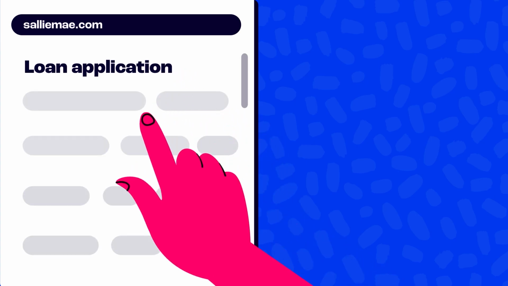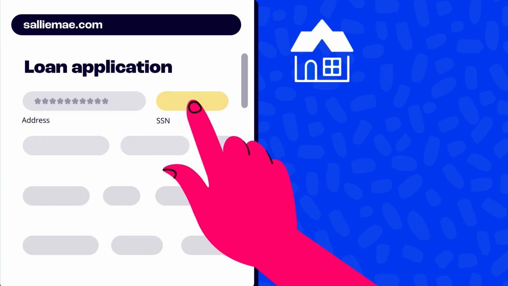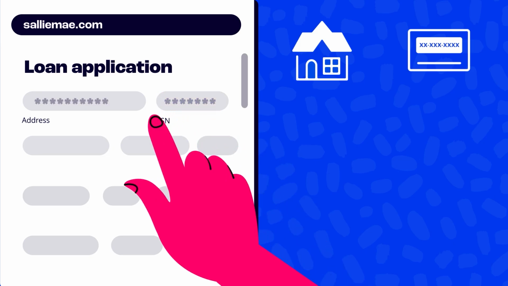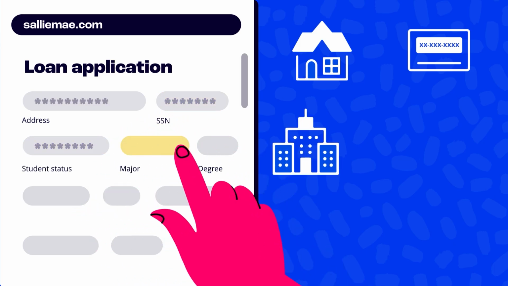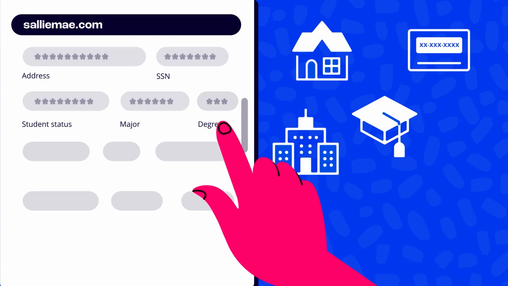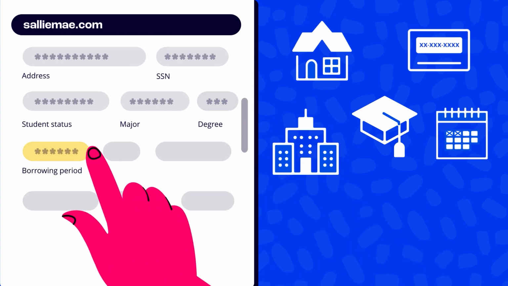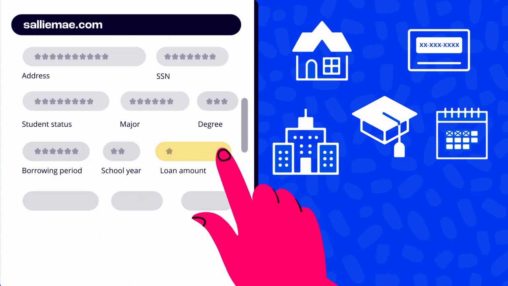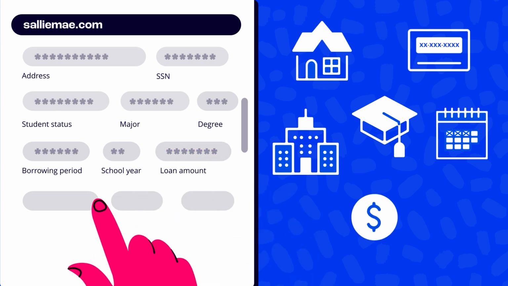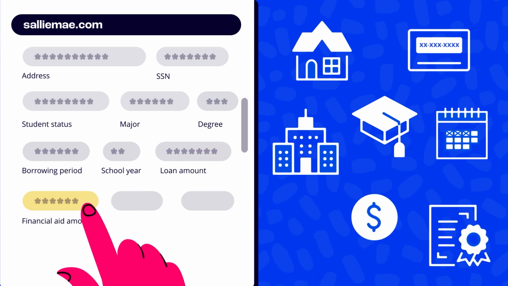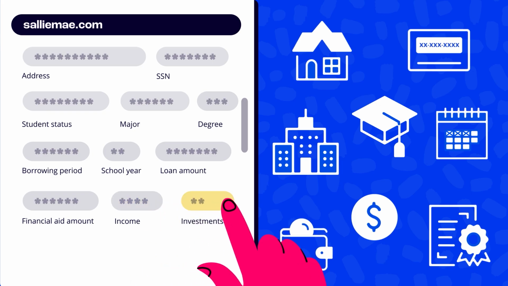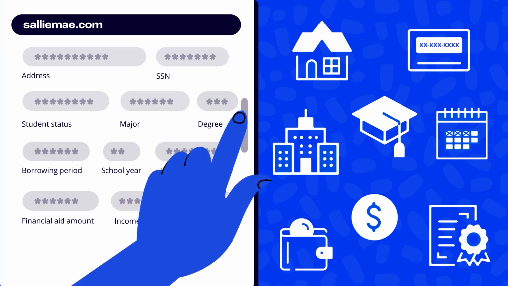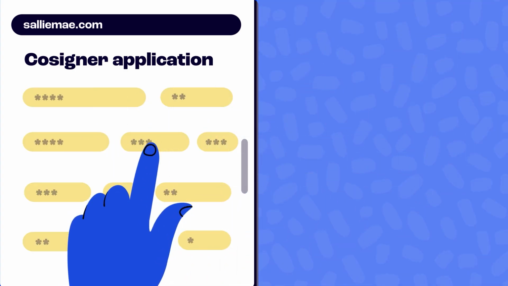First, you'll need some personal information, like your address and social security number if you have one. School information, like if you're enrolled full or part-time, your major and degree, the part of the academic year you're borrowing for, your year in school, how much you want to borrow, any financial aid or scholarships you're getting, and your income and financial info, like bank accounts and investments. If you have a cosigner, they'll need to apply with this info too.